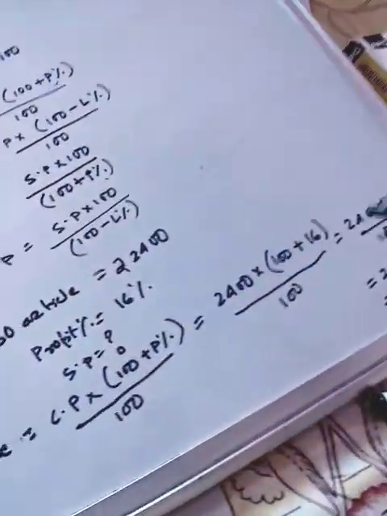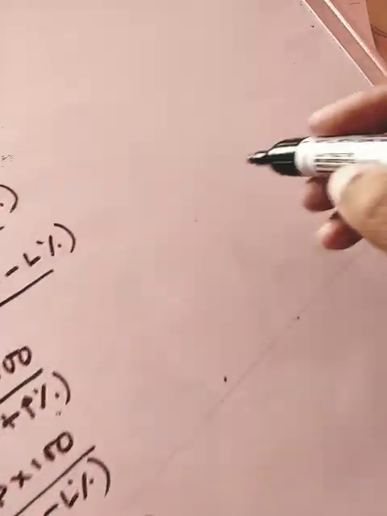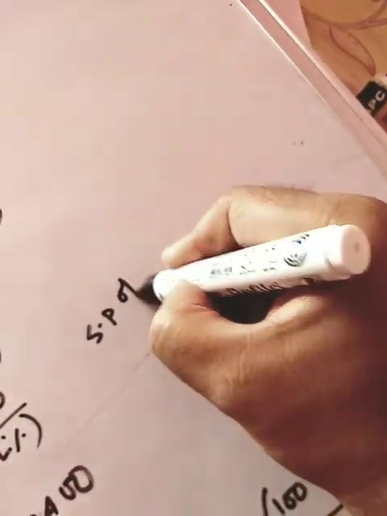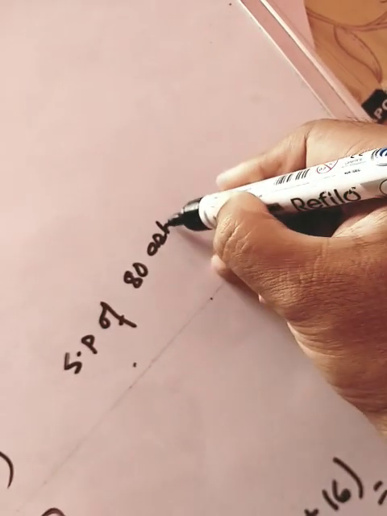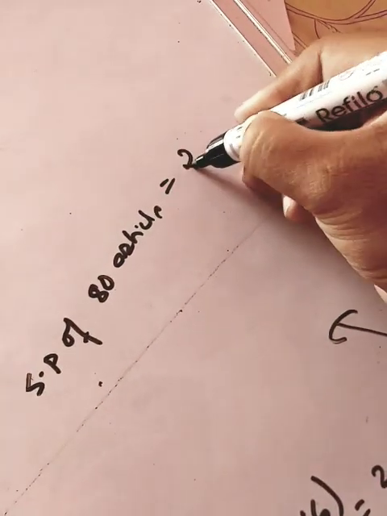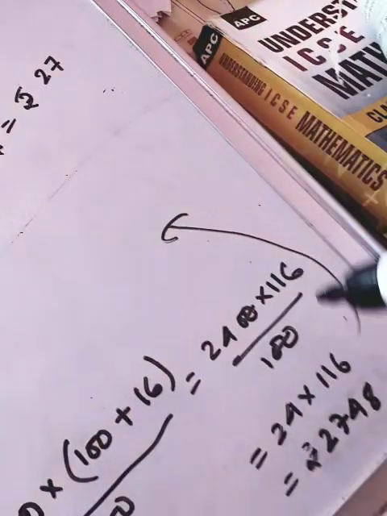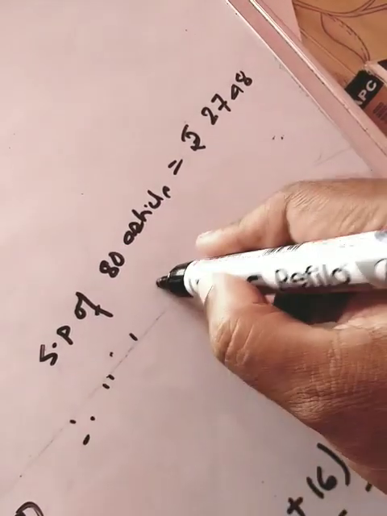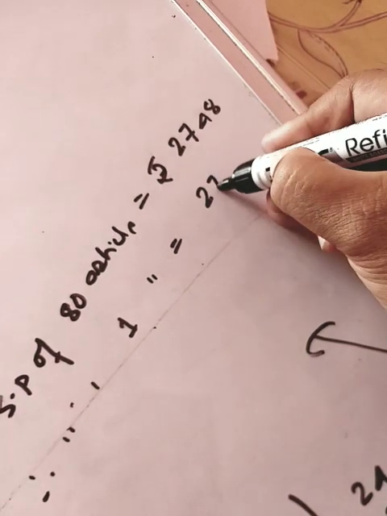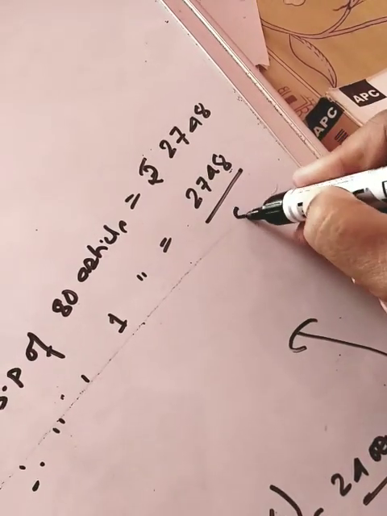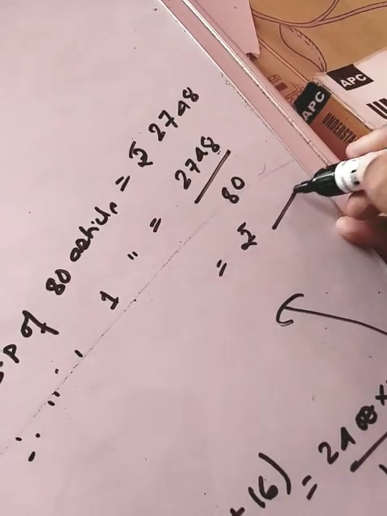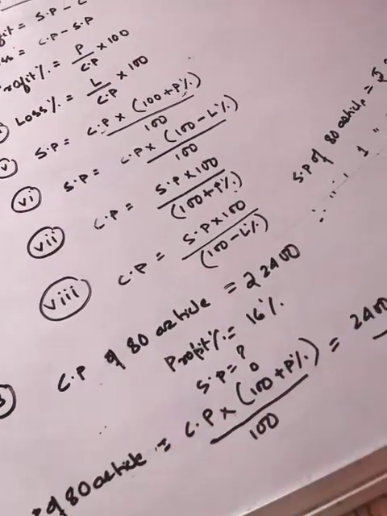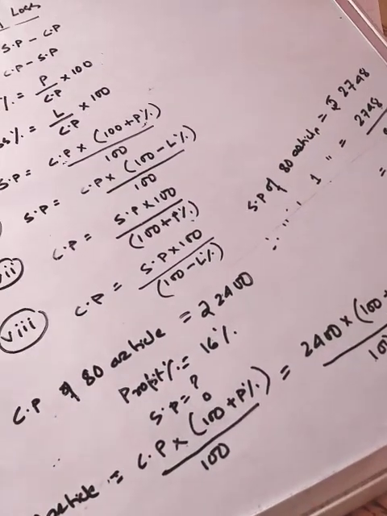Now you have to get the value of one article. Again you will write from here: selling price of 80 articles is how much? Rupees 2,748. So therefore the selling price of one article would be 2,748 upon 80. Now you will divide it and give your answer. This is the solution of sum number 3. So let's see question number 4.